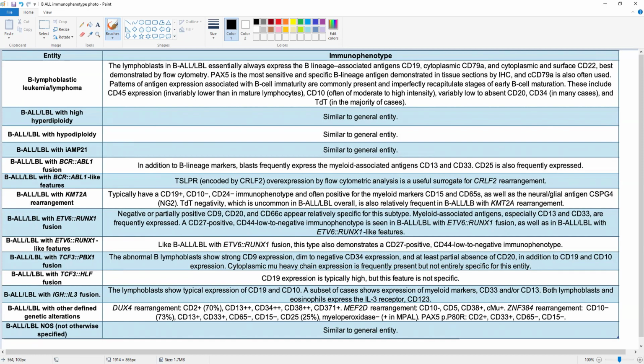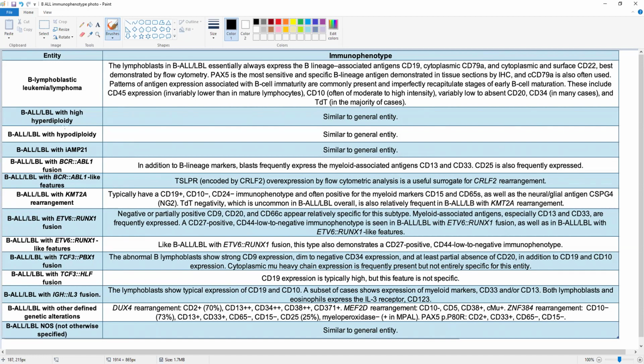Variably low to absent CD20. CD20 is usually negative in B-lymphoblastic leukemia lymphoma. CD34 is usually positive. However, there are some cases that are CD34 negative, like the case that we just looked at. And TDT is positive in the majority of cases. However, there are some rare cases of B-lymphoblastic leukemia lymphoma that are TDT negative. That's why it's always the combination of markers.